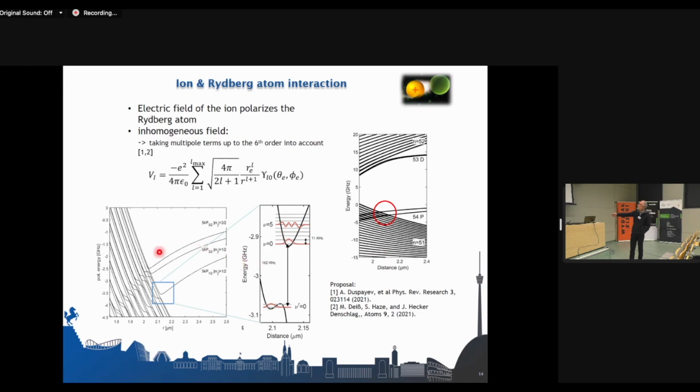And now if you look at this crossing, in this case as a function of distance, it's the energy as a function of distance around that crossing of this P state here, then you see that eventually, if you zoom in even more, there's a harmonic oscillator potential. And you can calculate the vibrational frequency. In this particular case, it's 11 megahertz. And 11 megahertz is something that you can nicely spectroscopically resolve. So we said, okay, let's use our microscope and look at how it looks in real space.